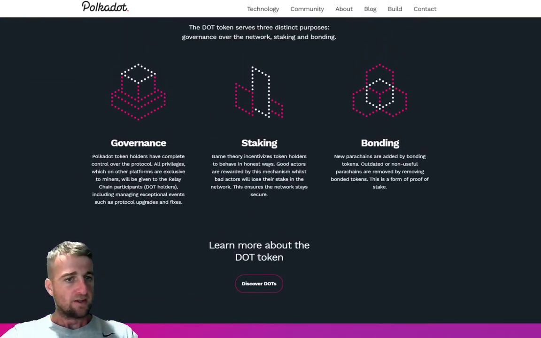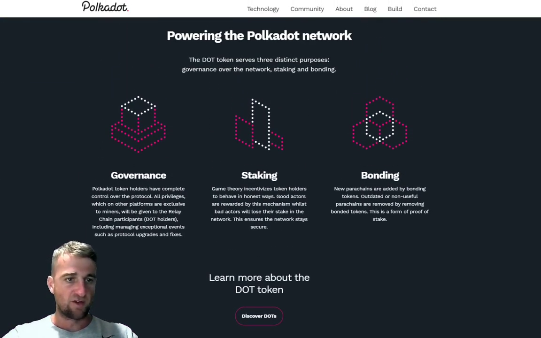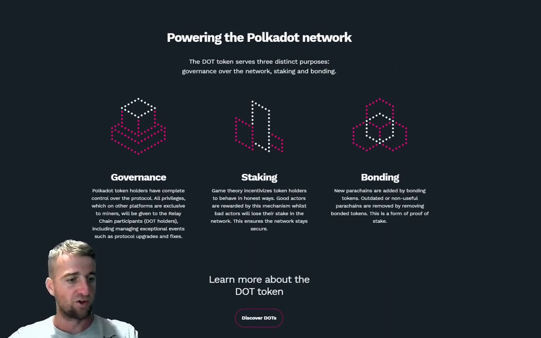So yeah, the governance is the main aspect here, and Polkadot token holders have complete control over the protocol. All privileges, which on other platforms are exclusive to miners, will be given to relay chain participants, which is the DOT holders. The DOT, if you do not know, is the currency of the Polkadot network, and we'll run into some of the key stats of that very shortly, including management of exceptional events such as protocol upgrades and fixes.